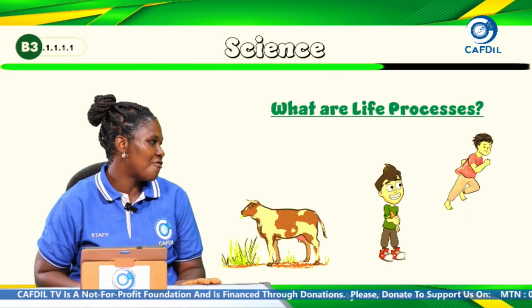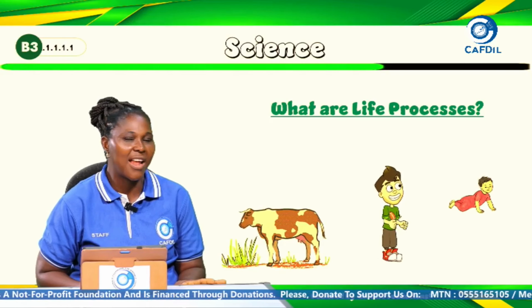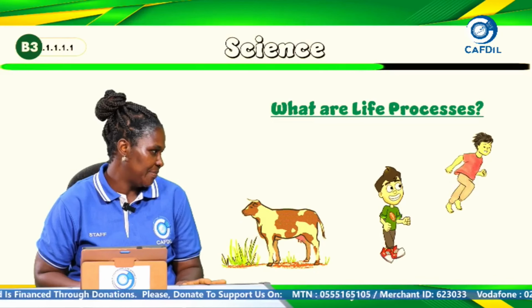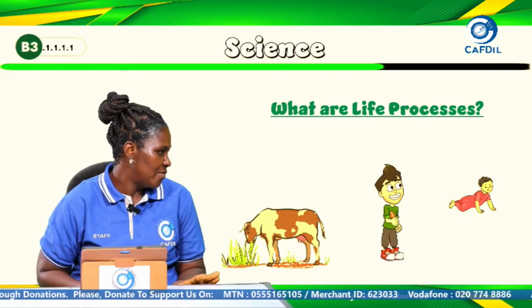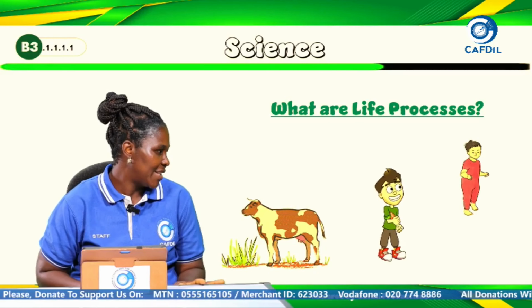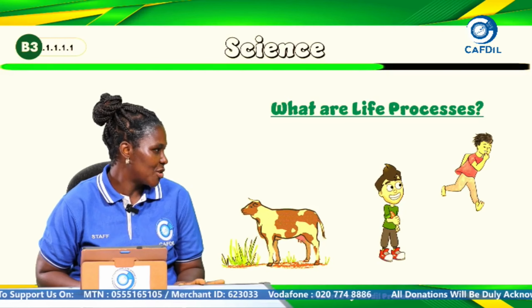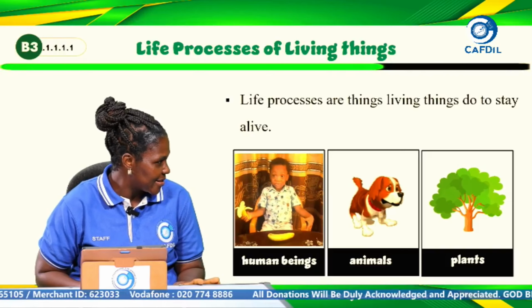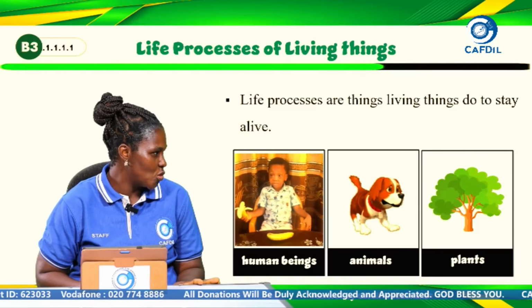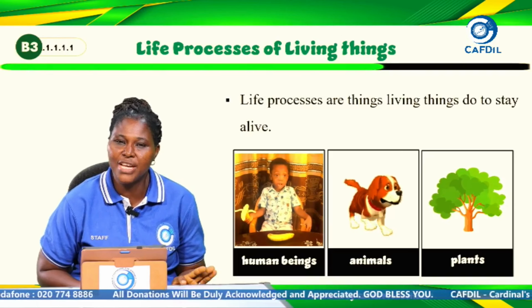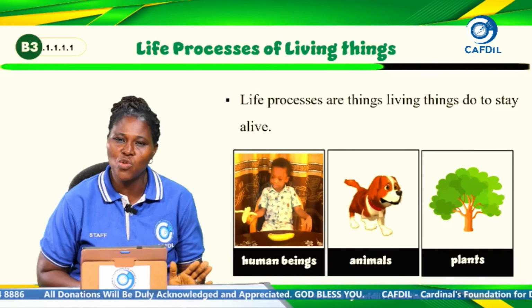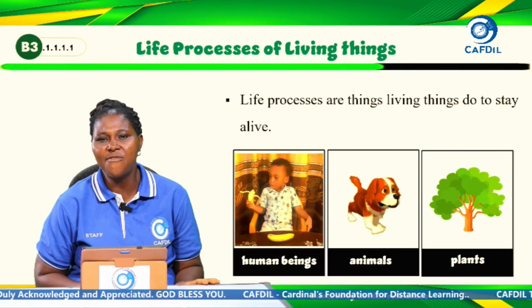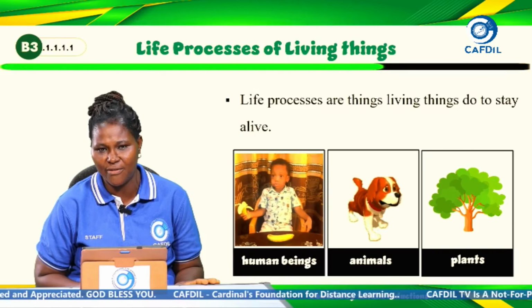What are life processes? Now we can see some pictures on our screen. You have the cow, the boy, and then the baby. Life processes are things living things do to stay alive. So they do so that they will live. They will not die.